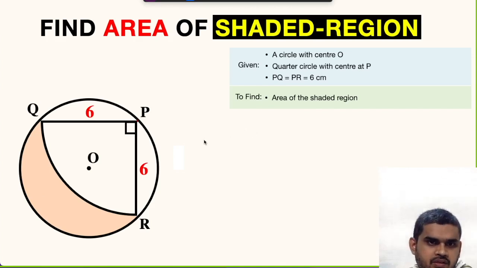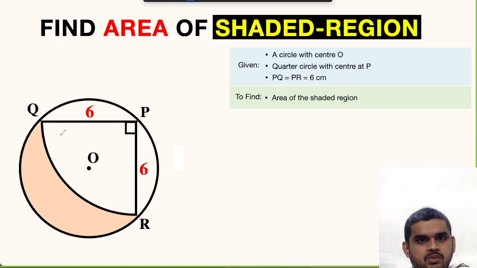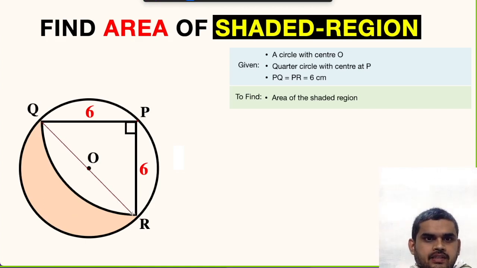So first of all, what we can do is connect these points Q and R, and we know that it will pass through the center O. So let me join these points.